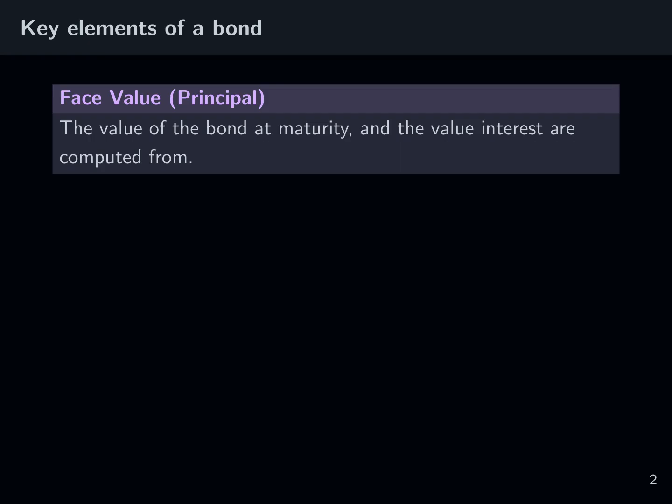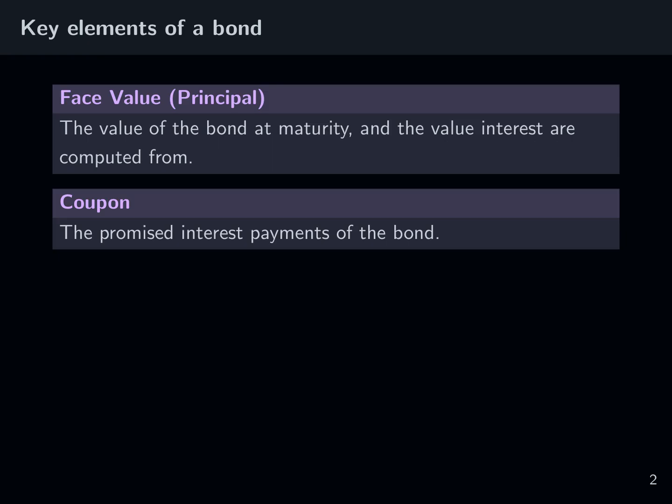The face value, also called the principal, is the amount the bondholder will receive when the bond matures. It serves as the reference point for calculating interest payments and is typically set at a standard amount, such as $1,000. The coupon represents the periodic interest payments made to the bondholder. These payments are promised by the issuer and are usually made annually or semi-annually, providing a consistent income stream.